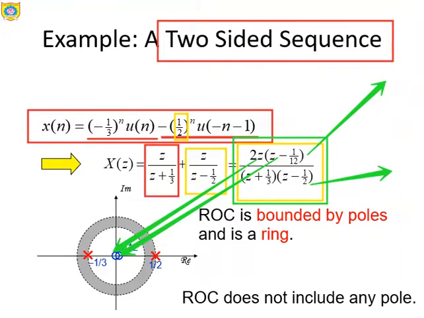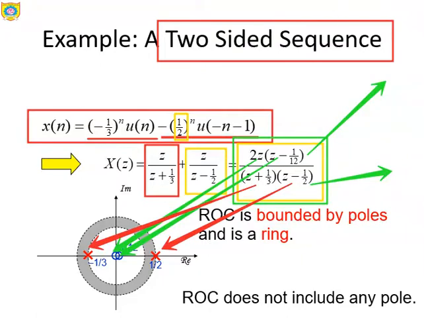Now we will go for the poles. Poles will be obtained after equating the denominator to 0, because ultimately it is giving X(z) an infinite value. So z + 1/3 = 0 gives z = -1/3. So the equivalent pole will be this one. Similarly, z - 1/2 = 0 means z = 1/2. So this is the second pole.